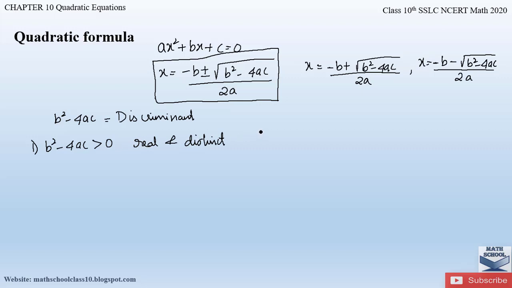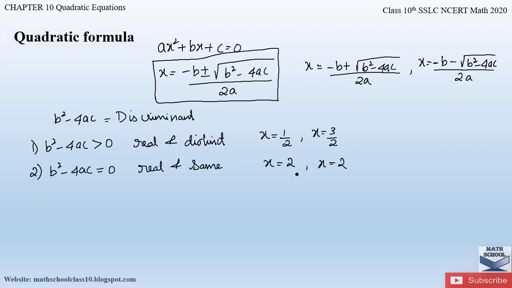In the sense, the roots will be real or positive, for example x is equal to 1 by 2 and x is equal to 3 by 2. Here the roots are real, and they are distinct. Distinct means they are not the same. The second category we will obtain is when b square minus 4ac is equal to 0, then we will get real and same roots, where x will be equal to 2 and x will be equal to 2. So in this case, the roots are real and they are the same, when b square minus 4ac is equal to 0.